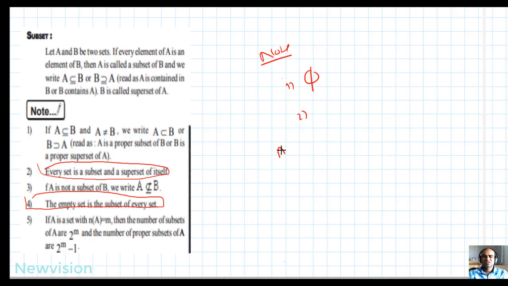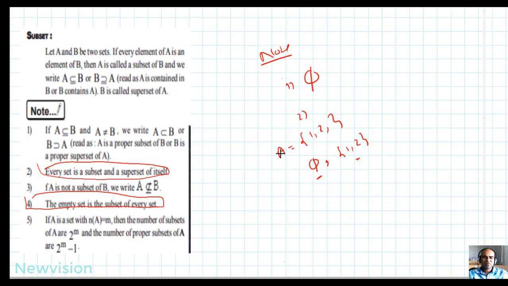For example, A is given as {1, 2}. Write all possible subsets. Proper subsets should also be written; those are also treated as subsets only. So, write all possible subsets. Phi is a subset of A, because the empty set is a subset to every set. And {1, 2} is also a subset of A, because every set is a subset of itself.